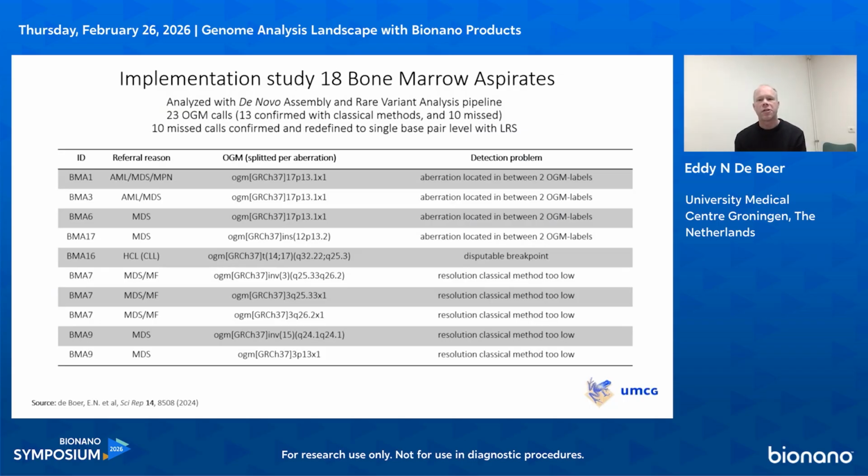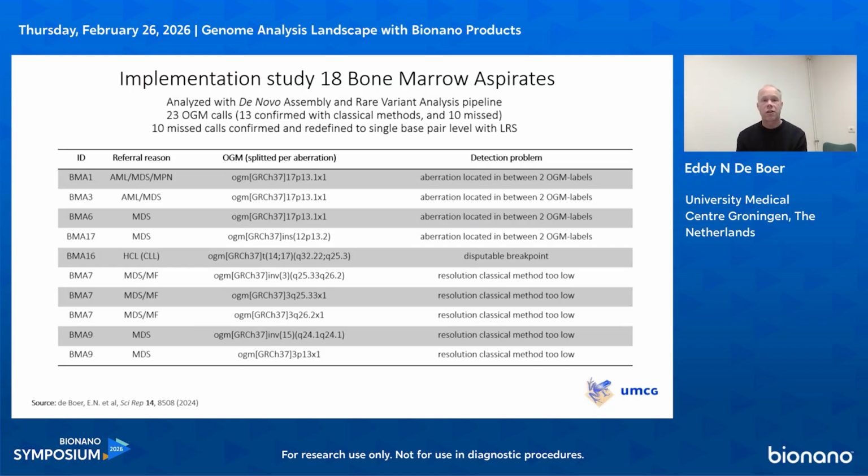We started with an implementation study of 18 bone marrow aspirates, and in this implementation study, we did not use one pipeline because the FIRE pipeline was not there yet, but we used the de novo assembly and the rare variant analysis pipeline. With the de novo assembly pipeline, it was possible to have a higher sensitivity for small aberrations, as for example for small deletions. And with the rare variant pipeline, the sensitivity for the low-present subclones is higher.